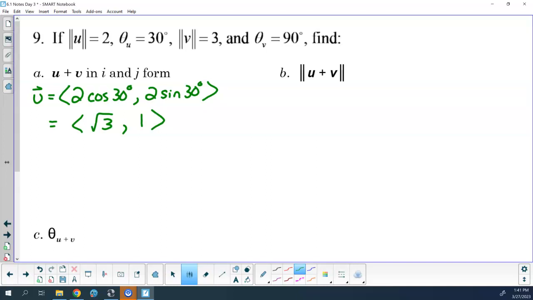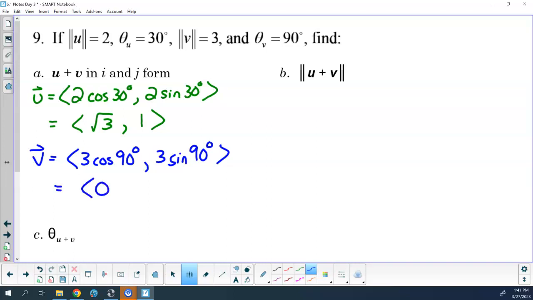Then we've got to find v. The magnitude of v was 3. So cosine of 90 degrees is 0. Sine of 90 degrees is 1.